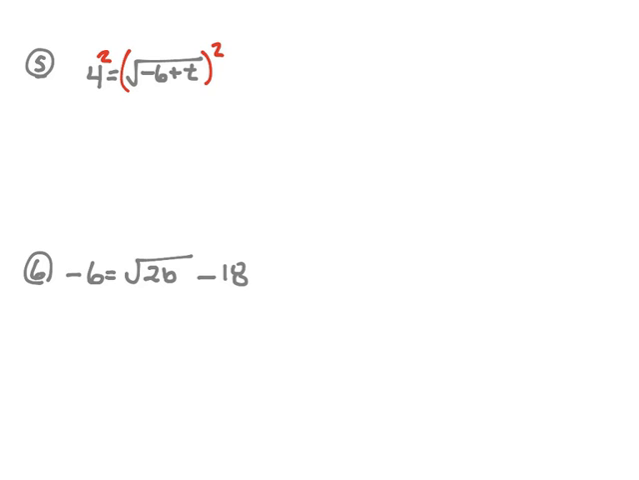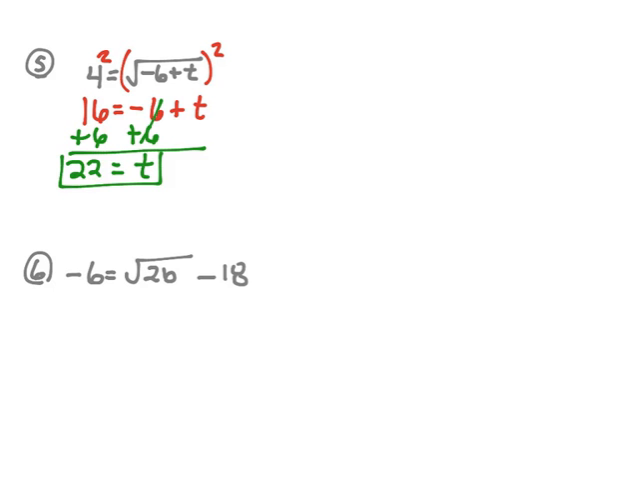So if I square the 4, 4 squared becomes 16. If I square the square root of negative 6 plus t, remember all that's happening is the square root and the square are going to cancel each other out, which means that you're left with negative 6 plus t. Now remember, the idea here is we're solving for t, so I'm not quite done yet. What I'm going to need to do now is move this 6, and we're going to move that 6 by adding it to both sides. So all I have on this side is the t, and if I add 16 plus 6, I end up with a 22. So my solution to this equation is 22.